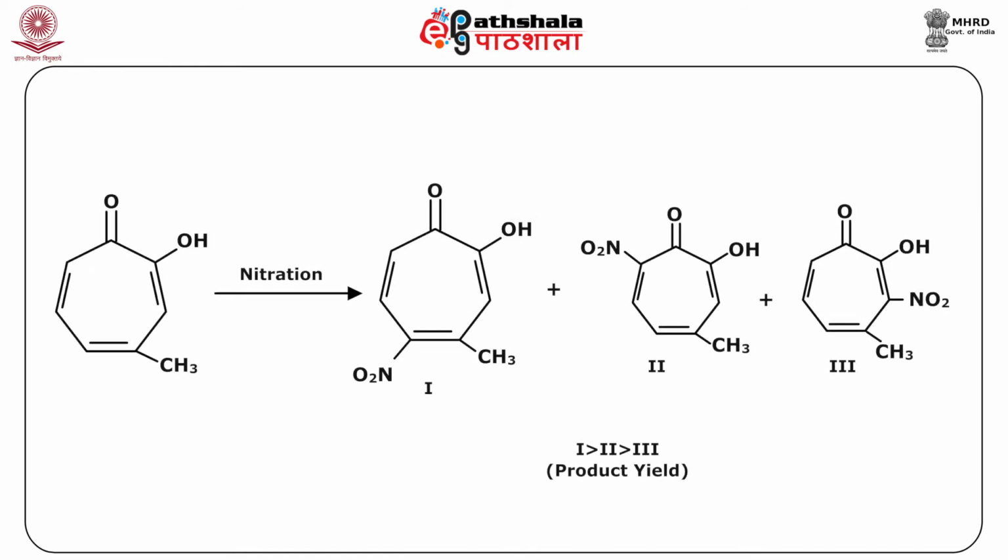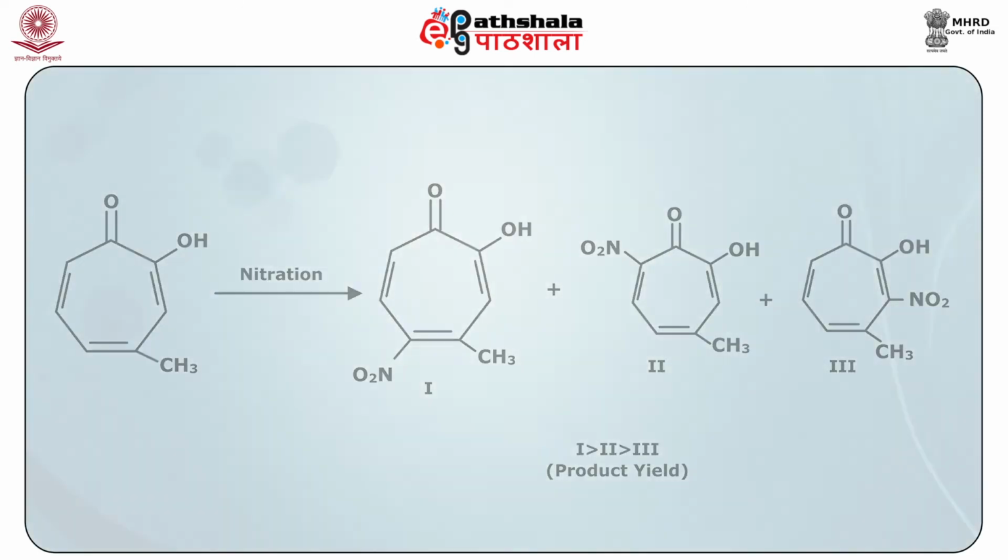The nitration of 4-methyl tropolone similarly produces 5, 7 and 3 nitro derivatives in yields which are in decreasing order. That means we get the maximum yield of the 5 substituted product, followed by the 7 substituted product, and the minimum yield in the case of 3 nitro derivatives.